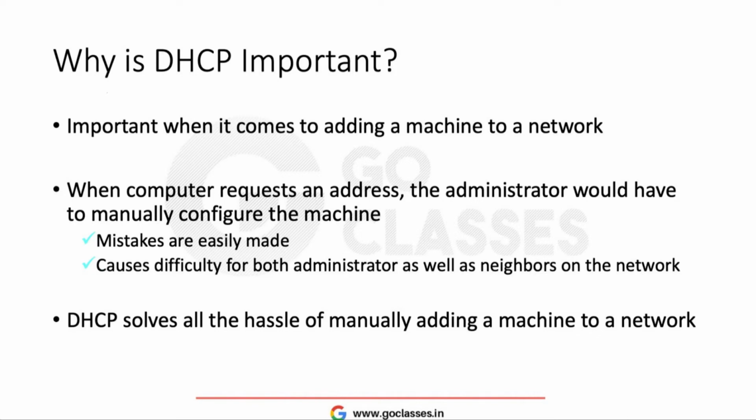See here, why is DHCP important? Because whenever you add a machine to a network, you need to assign some IP address. That's where DHCP comes into the picture. When a computer requests an address, the administrator would have manually configured the machine, but there are problems. Obviously it may lead to mistakes. And the second point is that it causes difficulty for both the administrator as well as the neighbors on the network. So this manual intervention is not desirable, and that's why we go with DHCP, which solves the hassle of manually adding a machine to the network, right?